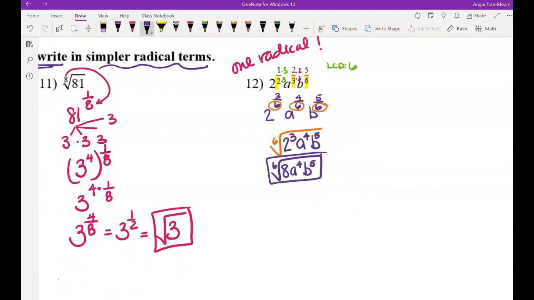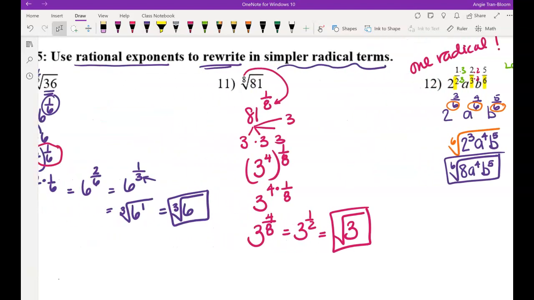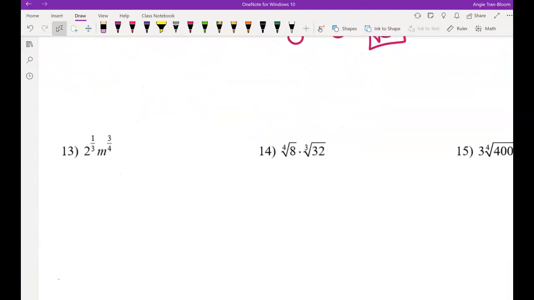Okay, I'm gonna roll over. That was 10, 11, and 12. We got 3 more in the bottom, and that concludes our notes for today.